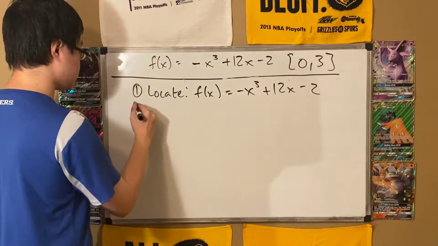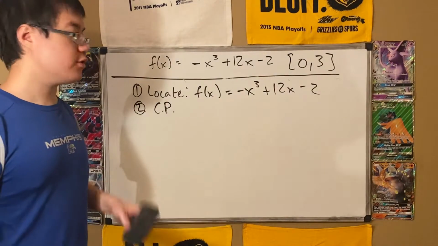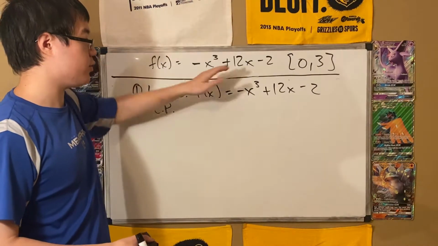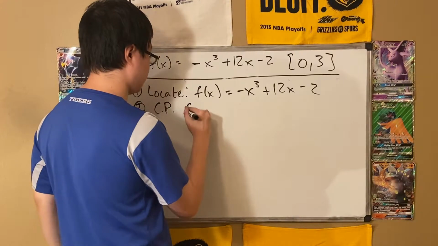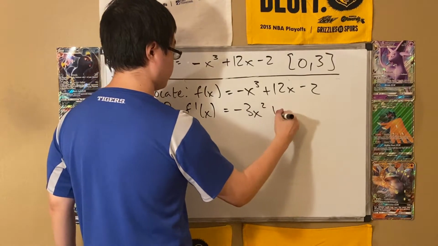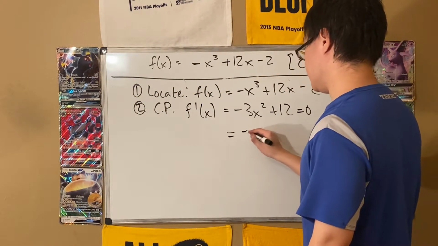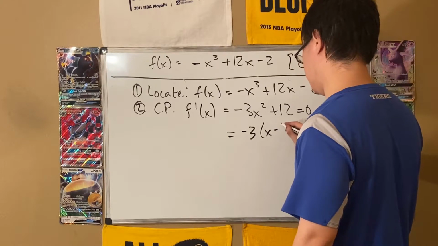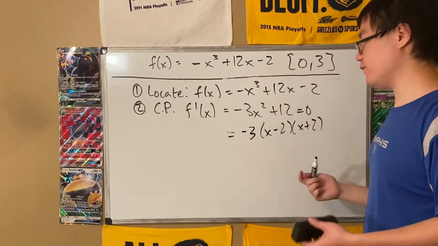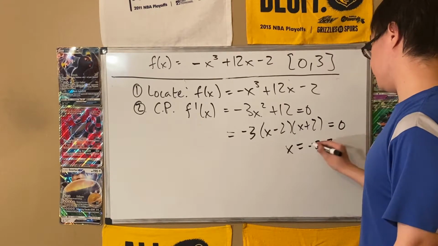Second step is the critical point step. So what you do is you take the derivative of the locate. If the locate doesn't match the given, you no longer care about the given, you only care about the locate. So in this case, it's f prime of x equals negative 3x squared plus 12. We already did this before. We set it equal to 0. We can take out a negative 3. It ends up being x minus 2 times x plus 2 because it's negative 3 times x squared minus 4. And again, this gives you x is equal to negative 2 and 2.